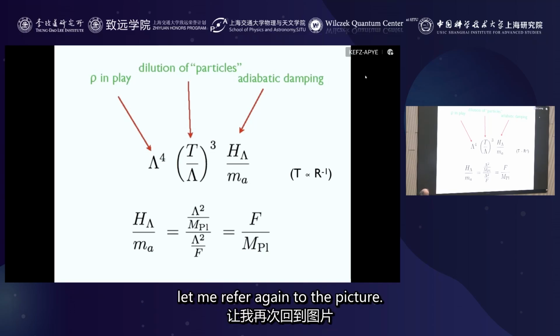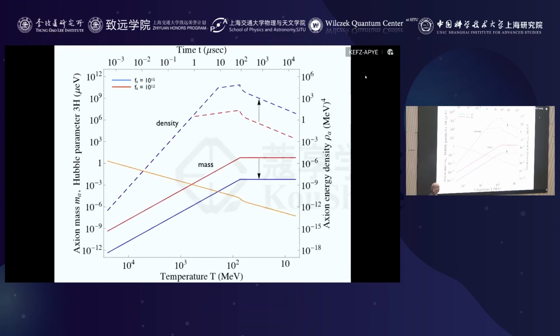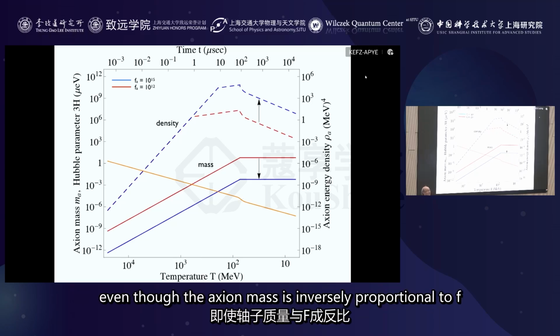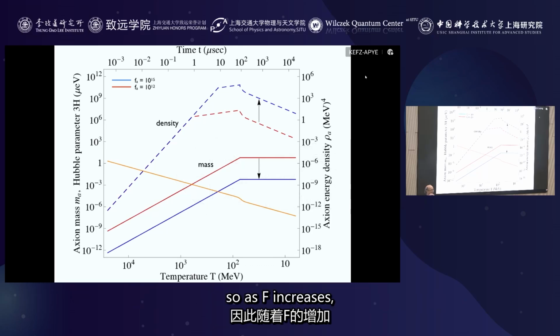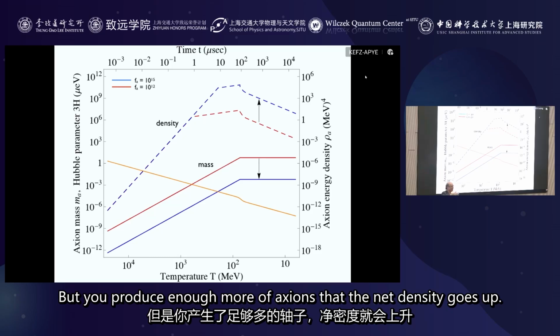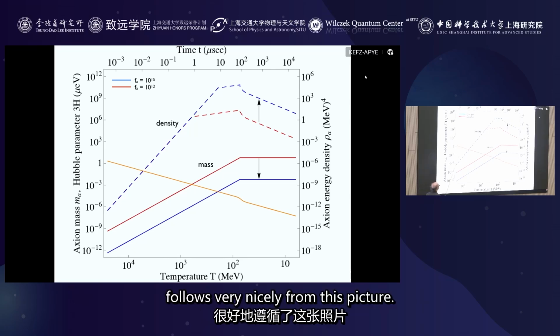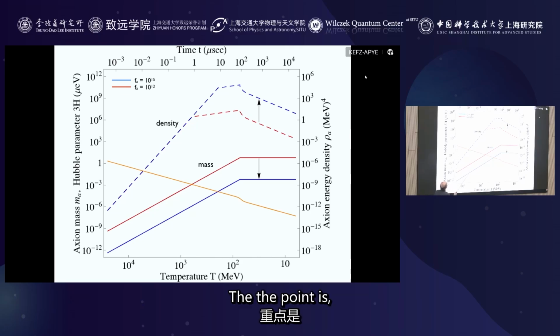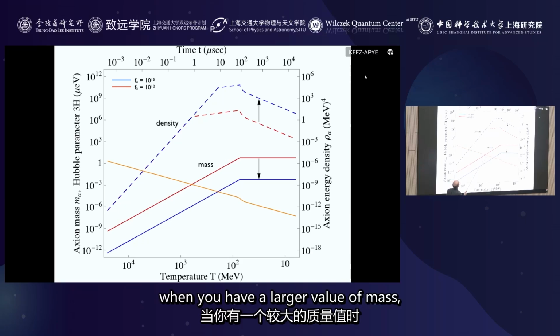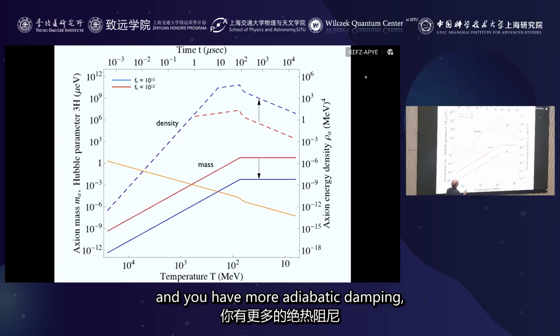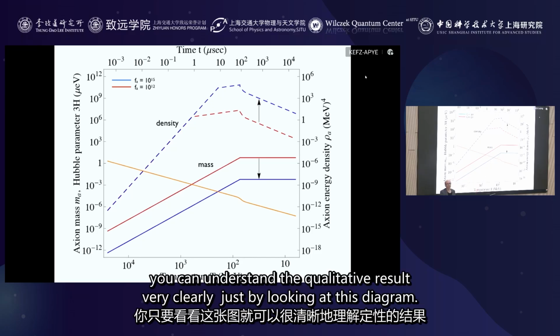If that goes by a little fast, let me refer again to the picture. You get a surprising result out of this, I should say. You find that the net density is proportional to f, even though the axion mass is inversely proportional to f. So as f increases, the axion mass goes down, but you produce enough more axions that the net density goes up. That was a surprising result when we first derived it, but it follows very nicely from this picture. The point is, when you have a larger value of mass, the adiabatic regime, where these lines cross, sets in sooner, and you have more adiabatic damping. So you can understand the qualitative result very clearly just by looking at this diagram.